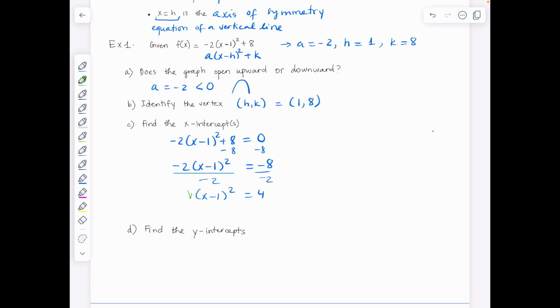And then we can take the square root of both sides here. Now notice that when you take the square root, you should end up with a positive and a negative value. So the square root and the square would cancel.